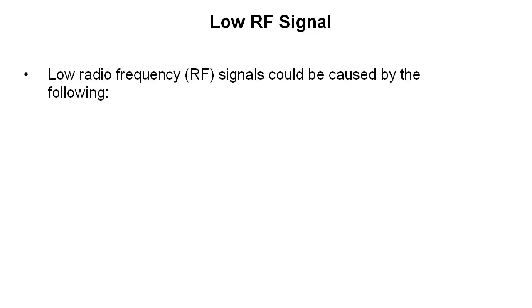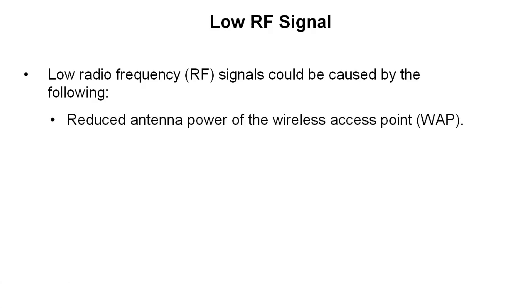Low radio frequency signals could be caused by several things. The first thing is a reduced antenna power setting of the wireless access point. This is something that you can change on most SOHO routers and enterprise wireless access points. The lower the antenna power, the smaller the range of the wireless network.